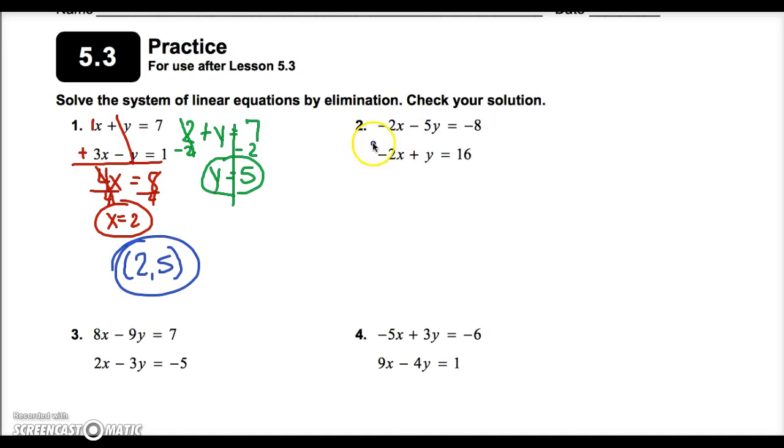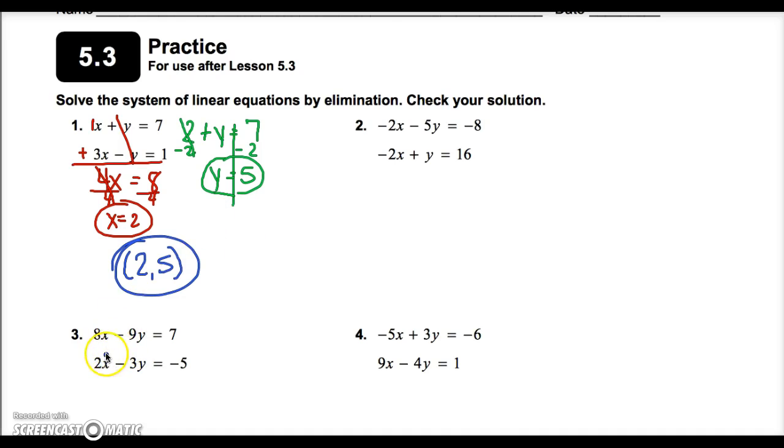Okay, let's look at number 2. Again, first thing we want to check is if anything ends up being opposite from each other. So I have negative 2x and negative 2x. These are not opposites because they are both negative. Okay, and then I have a negative 5y and a positive y. These are not true opposites. Even though one is negative and one's positive, the fact that this y has a 5 with it and this one doesn't, they will not cancel each other out.